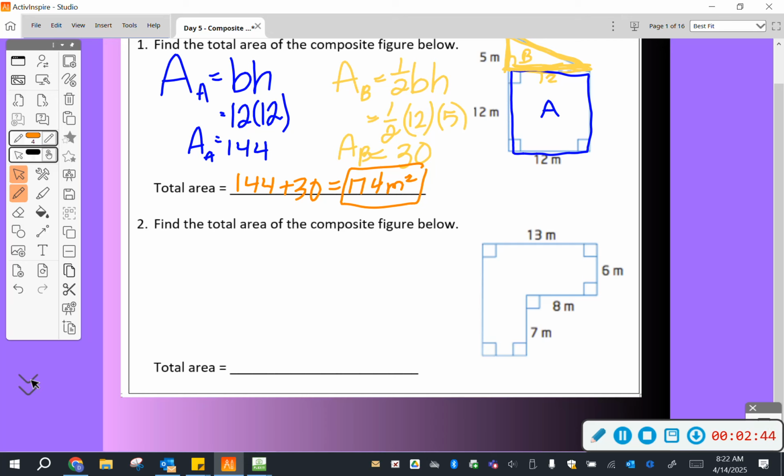Pretty good. I can't see the yellow. Can you see it? What do you need help with? Because it's not like I'm on the camera.